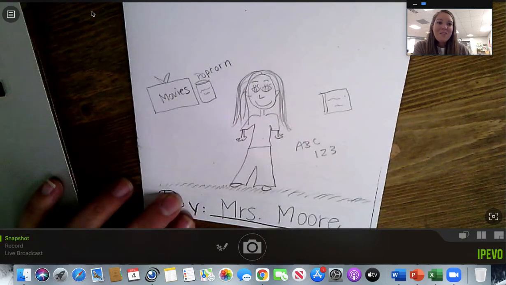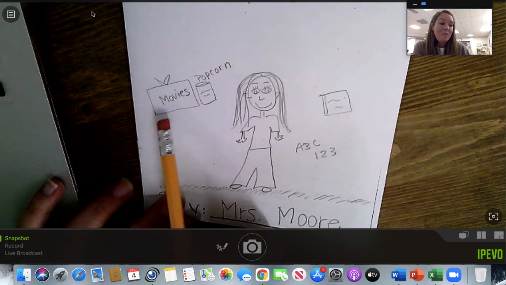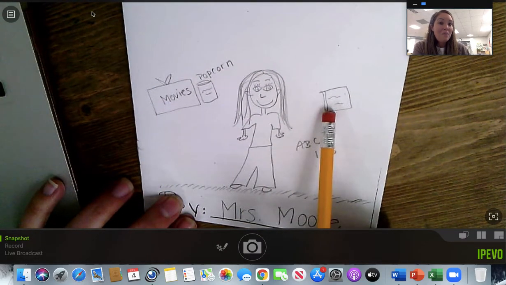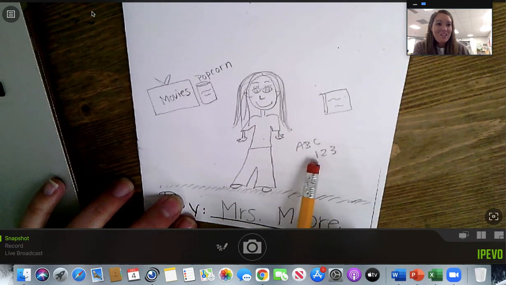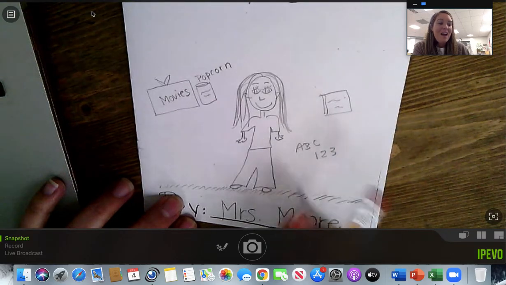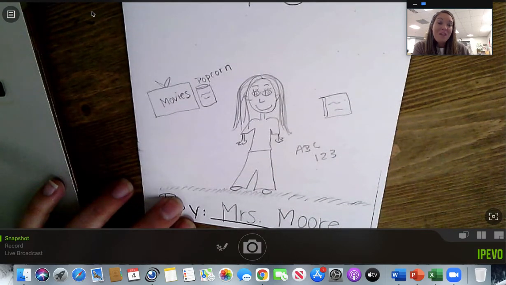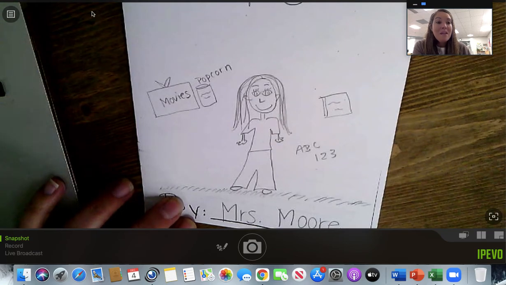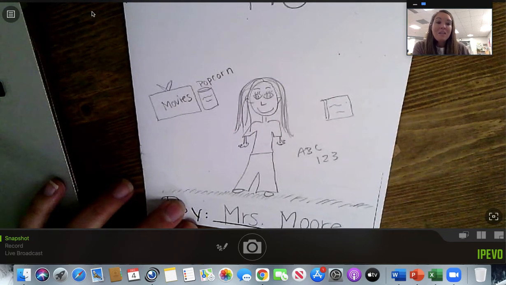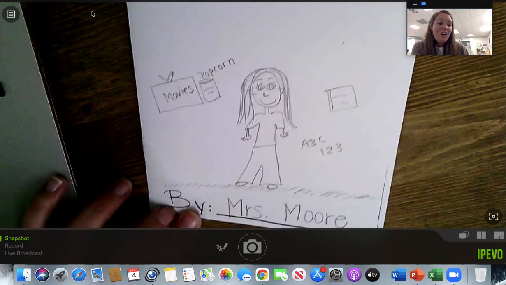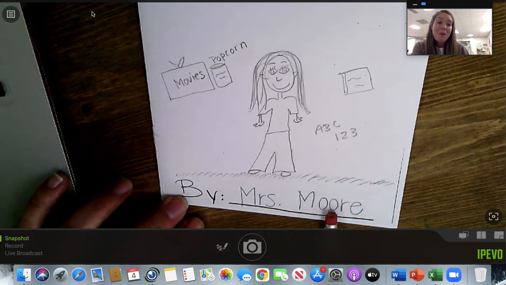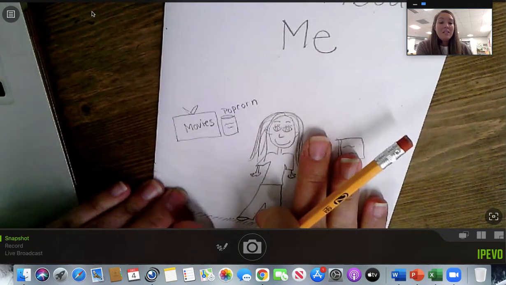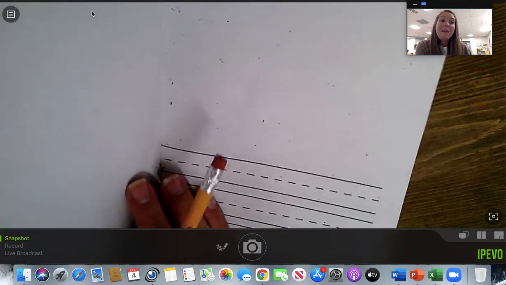And I added some fun things that I like. I love movies and popcorn. I love books and reading. And I wrote ABC 1, 2, 3 because I am a teacher and I love being a teacher. I am still not finished with my front cover. I could add some more details about being a mom and adding some colors on here. All right, and then I wrote my name on the bottom line where it says by Mrs. Moore. Now, the inside, boys and girls, is going to be a pattern book.